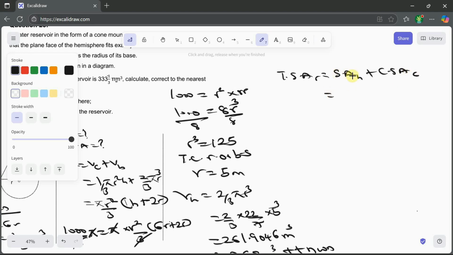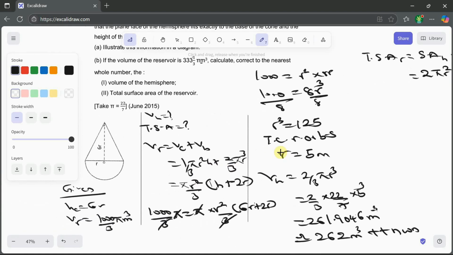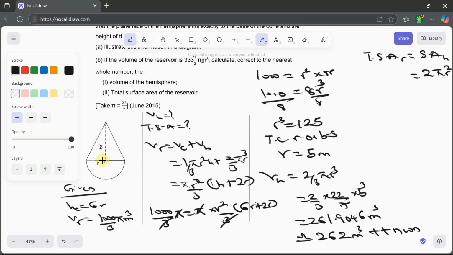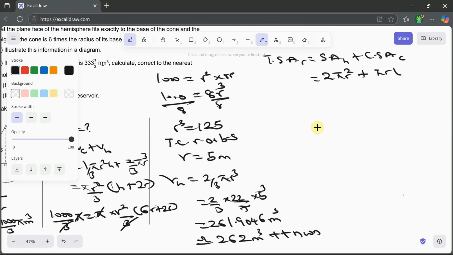So the surface area of the hemisphere, the formula is 2 pi r squared, plus the curved surface area of the cone, which is pi r L. Do we know the L? No, we don't. We know the h and we know the radius. We can find the L from that. So I could just bring this down and say this is what we have.